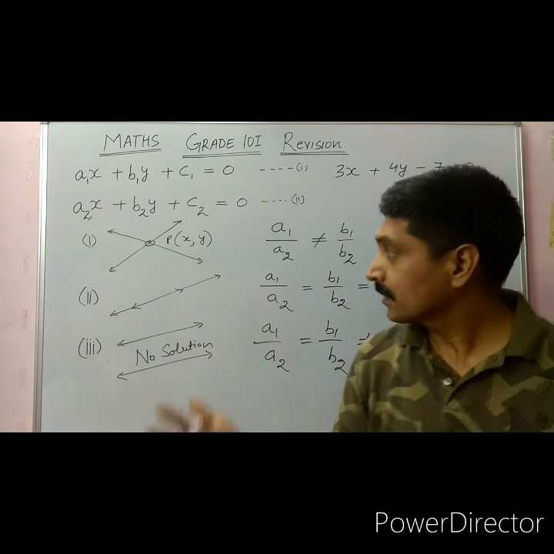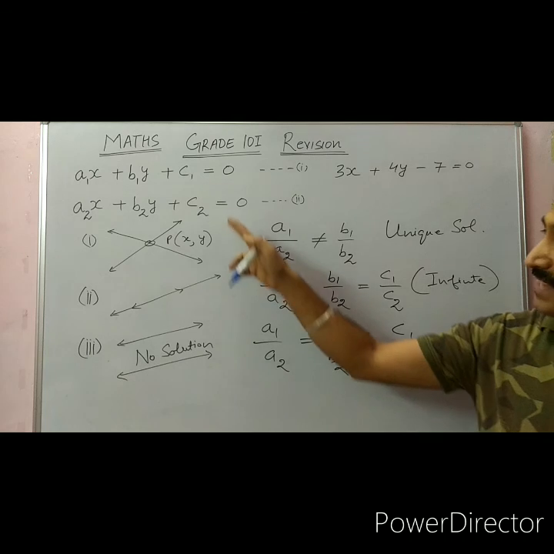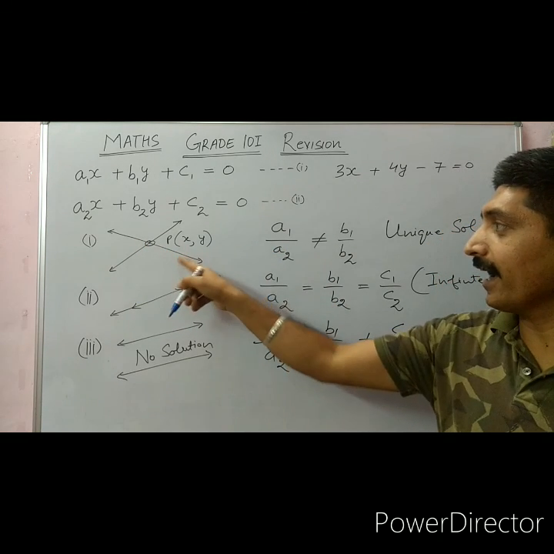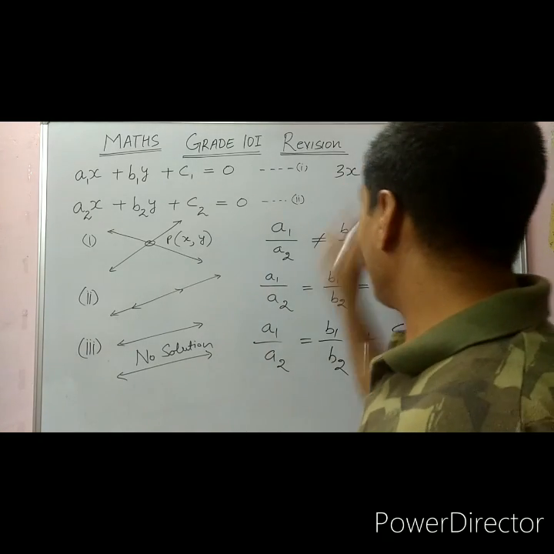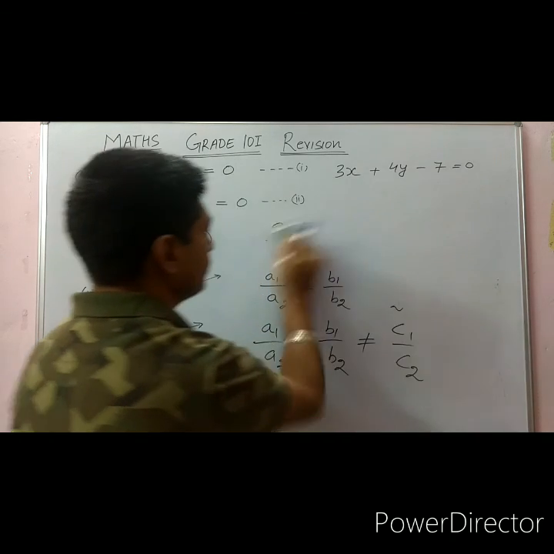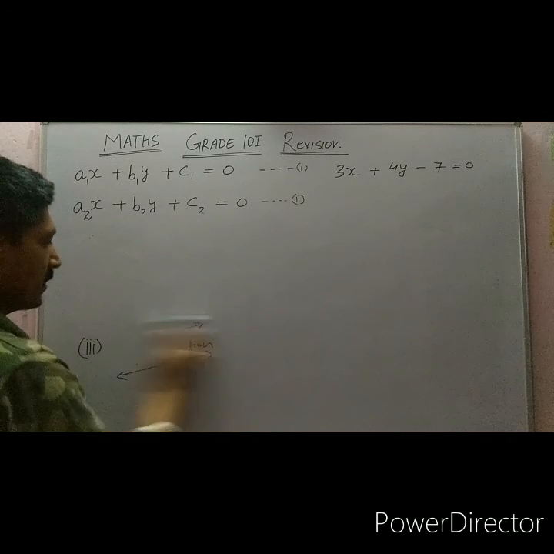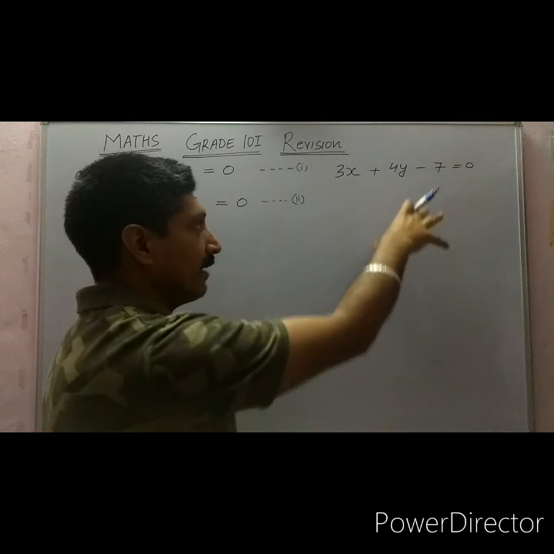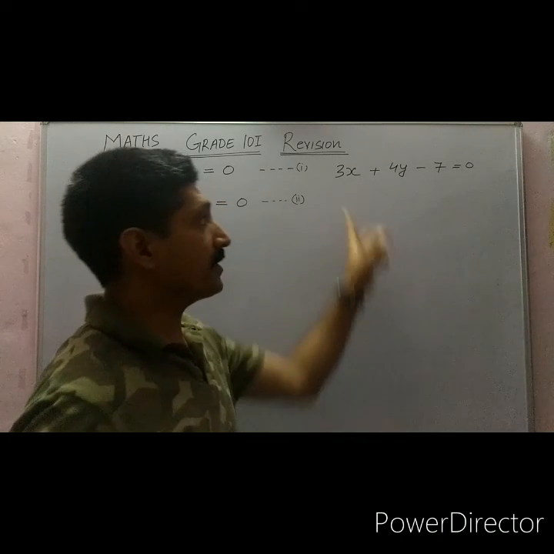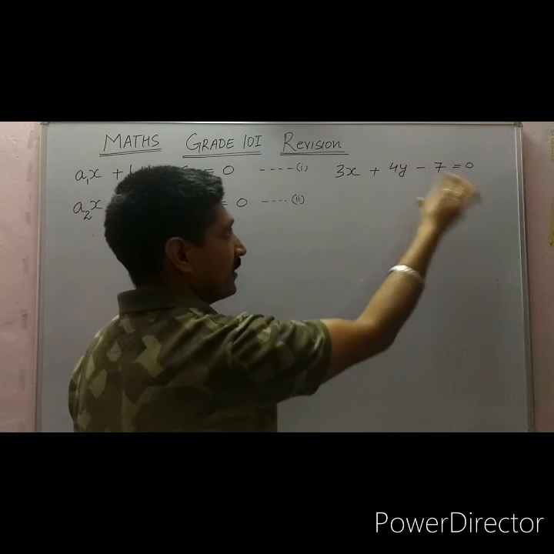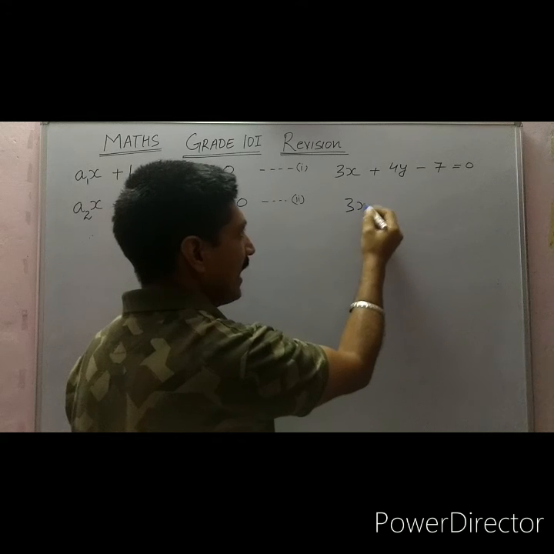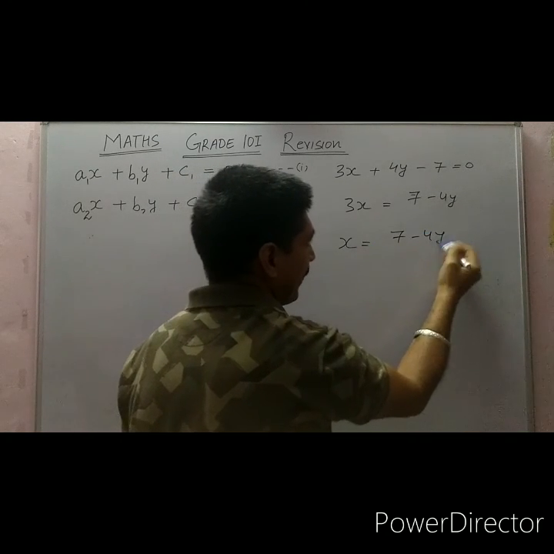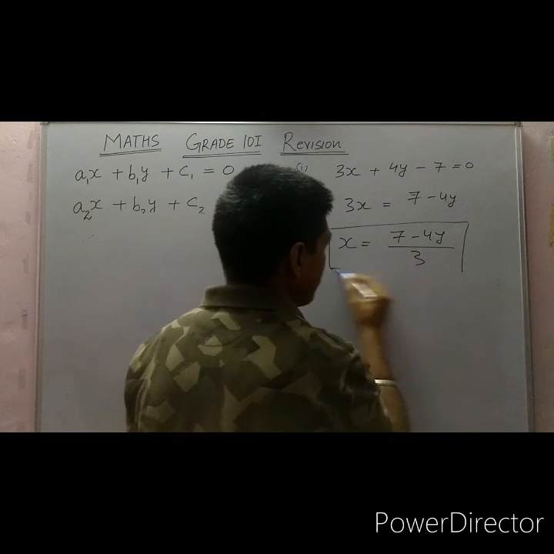So dear students, these are the conditions for the simultaneous equations. Generally, we are discussing the two equations where they intersect each other and have the unique solution. If we want to find the solution, or represent a line on a graph, we can find the solutions or the points on the graph. Either we can write x in terms of y or y in terms of x. So here we have 3x is equal to 7 minus 4y, or x can be written as 7 minus 4y divided by 3.